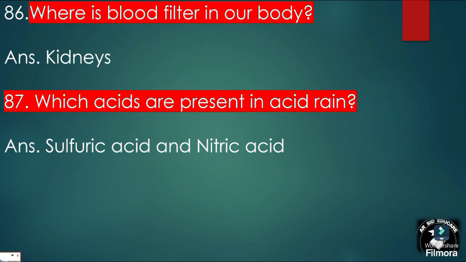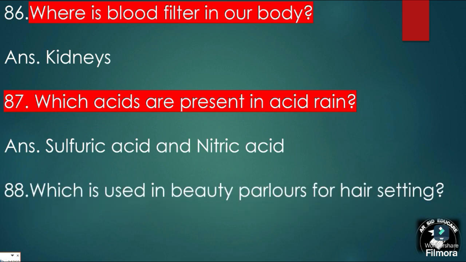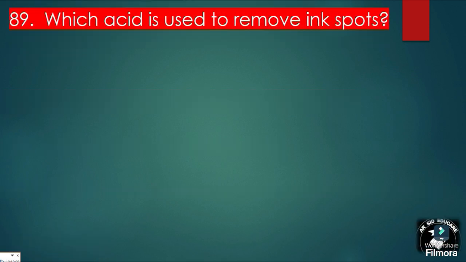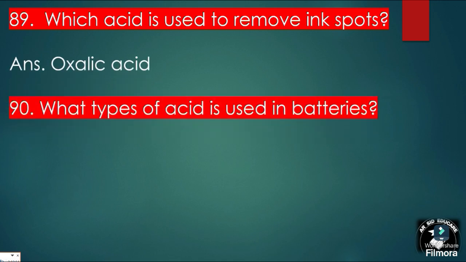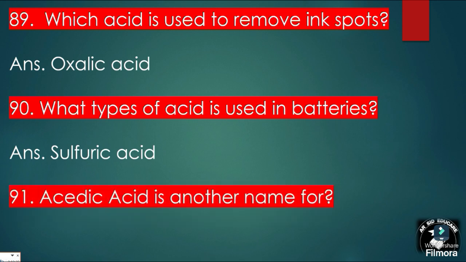Which acids are present in acid rain? Sulfuric acid and nitric acid. What is used in beauty parlors for hair setting? Sulfur. Which acid is used to remove ink spots? Oxalic acid. What type of acid is used in a battery? Sulfuric acid. Acetic acid is another name for vinegar.